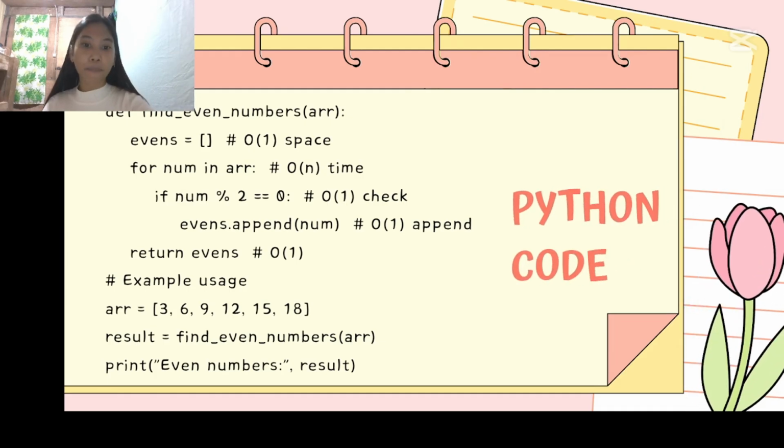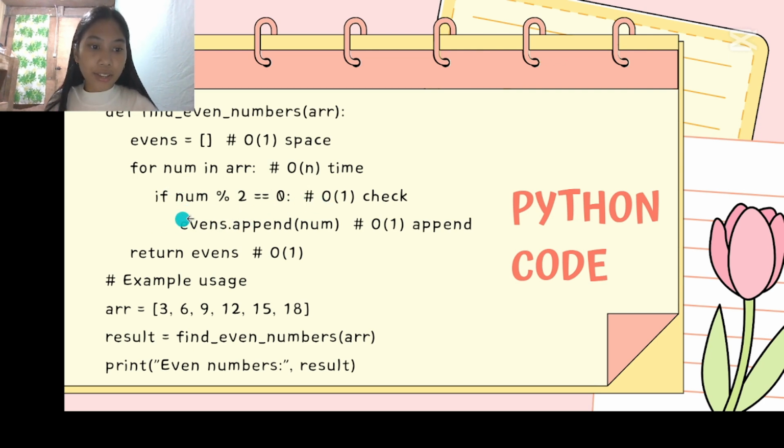We have a Python code here. As we can see, we have a function in this line that defines find even numbers with a variable of array, or arr. In this line, we start with an empty list. This is where we are going to store the even numbers. And for this line also is the loop through each number. So this is the beginning of the loop.